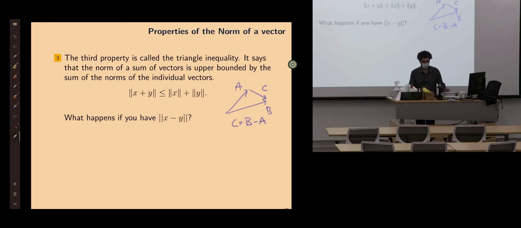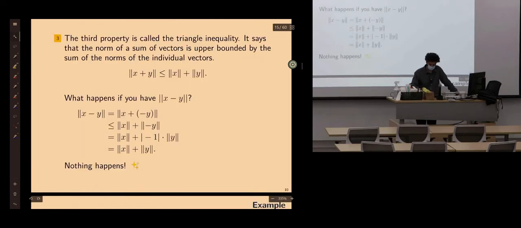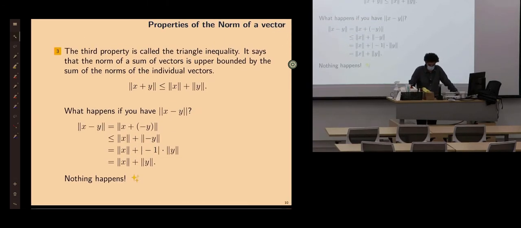Now, what happens when we write down x minus y? Let's check. Well, all we need to do is to turn y into negative y. y was an arbitrary vector in that triangle inequality. So if we turn y into negative y, we can have x plus negative y.